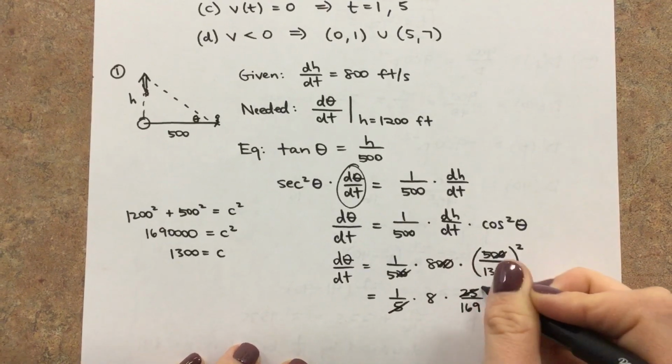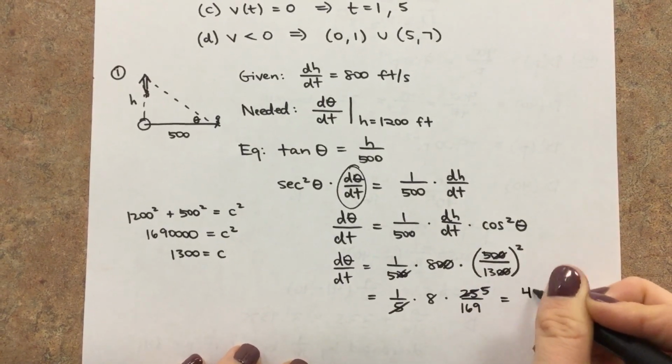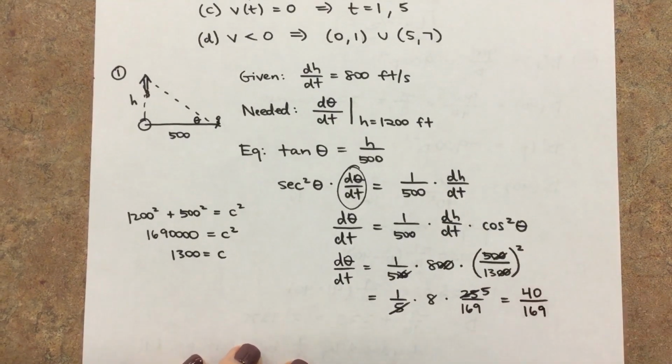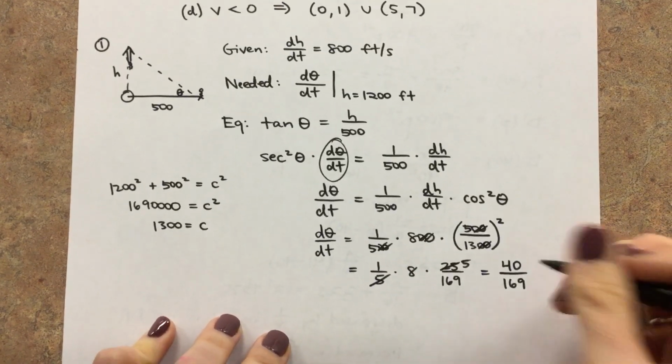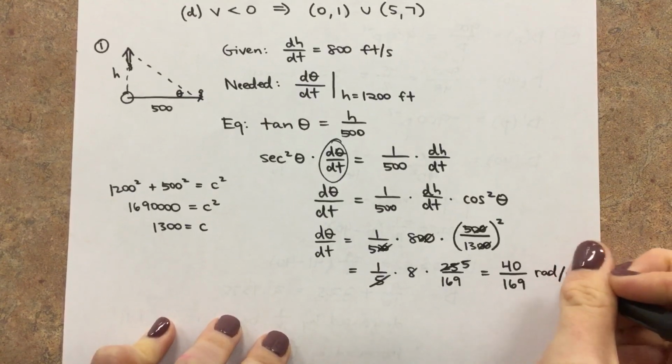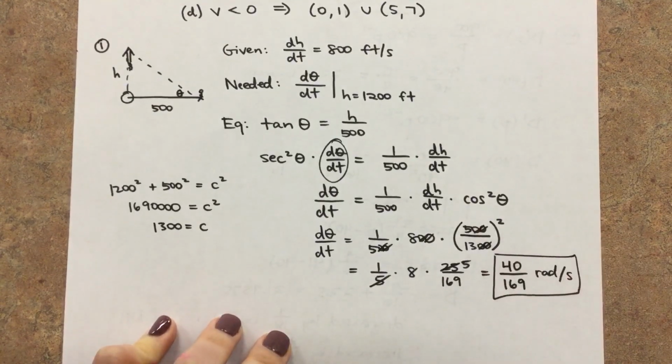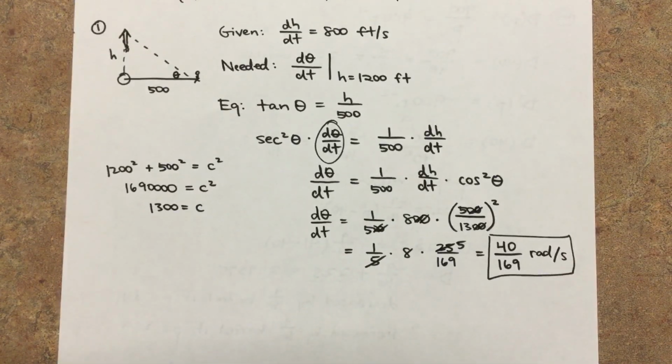So this can reduce down. And then I have 40 over 169. And this is supposed to be how the angle is changing. And they give us the units, radians per second. All right, so that's our first related rates problem.